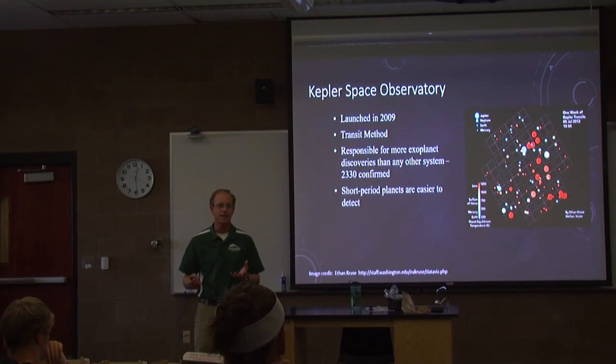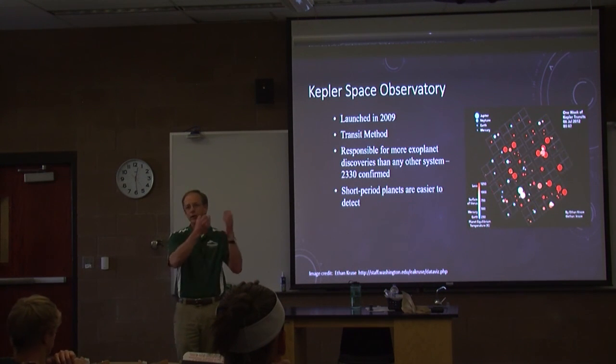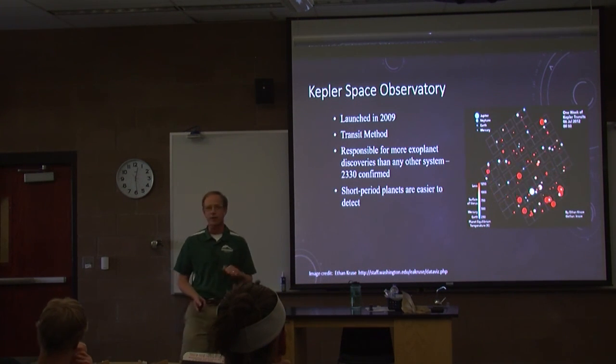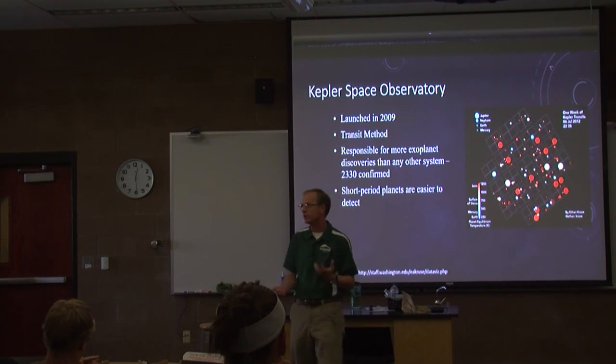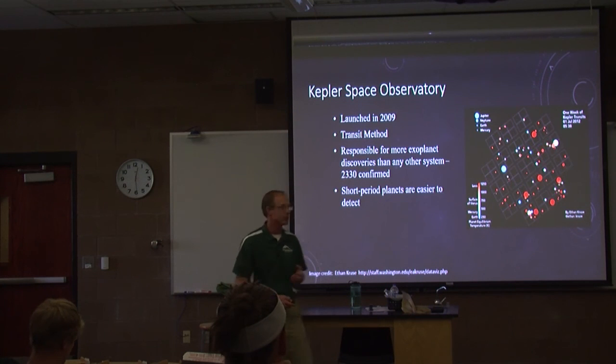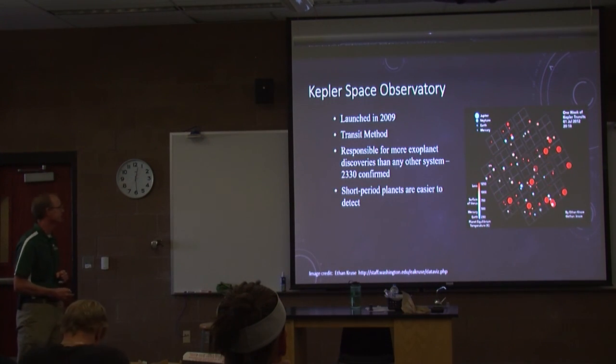Here again, it goes back to the idea, hey, they were looking at 150,000 stars. If you go try and look at three stars, the chances are you're not going to see a transit because they probably don't have the right orientation. You have to look at so many stars to be able to do this simultaneously. Okay, so short period planets are easier to detect.